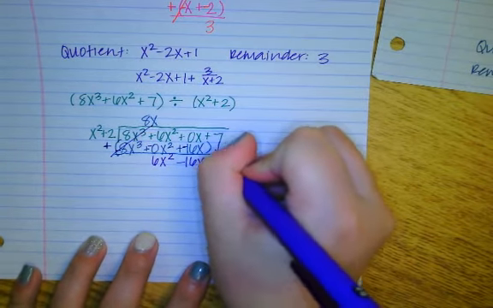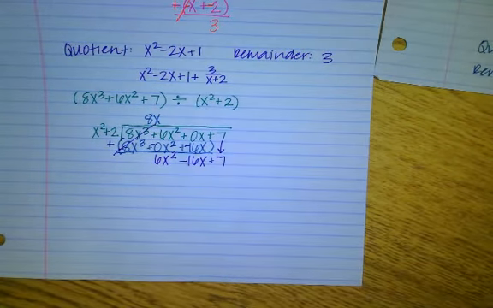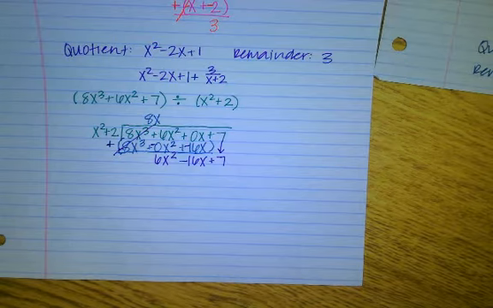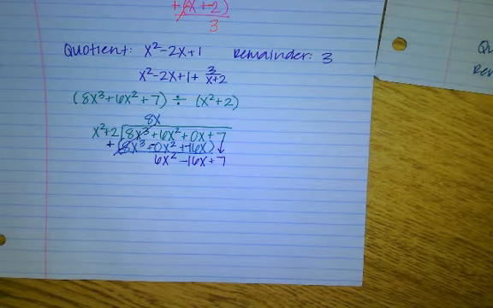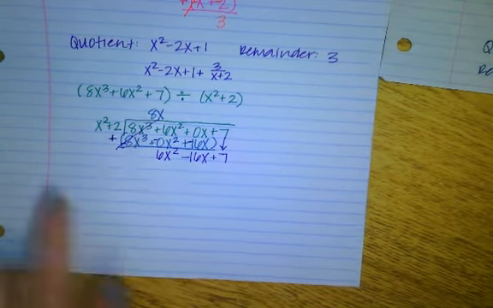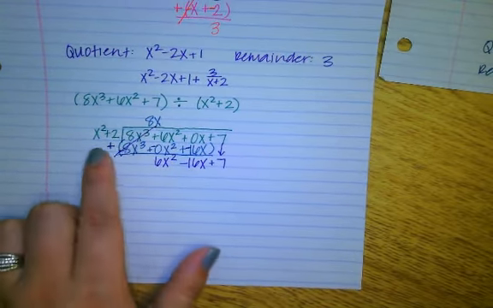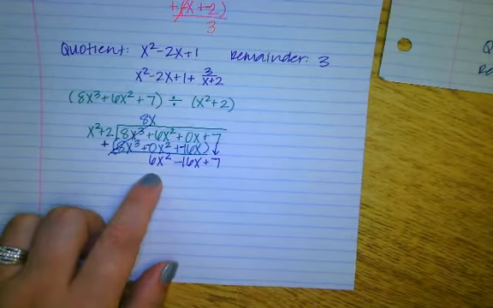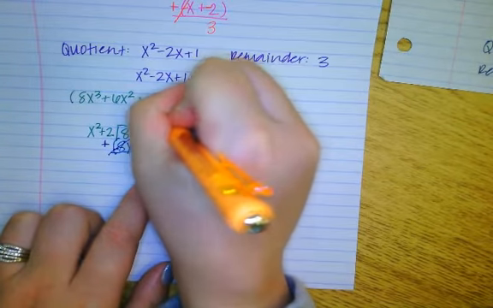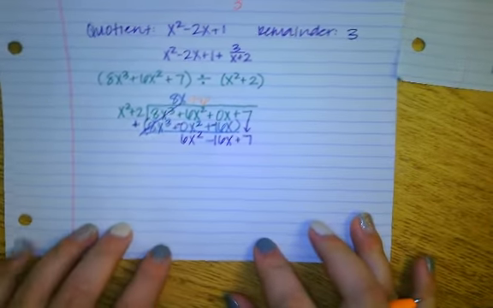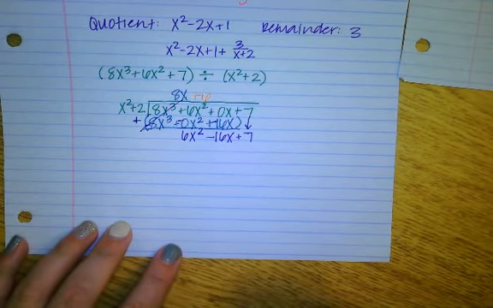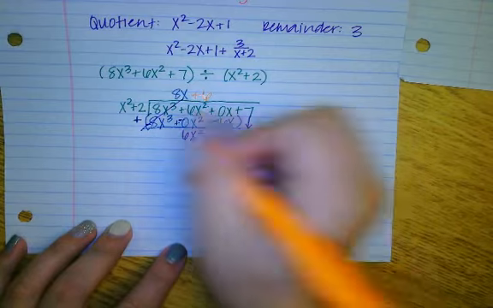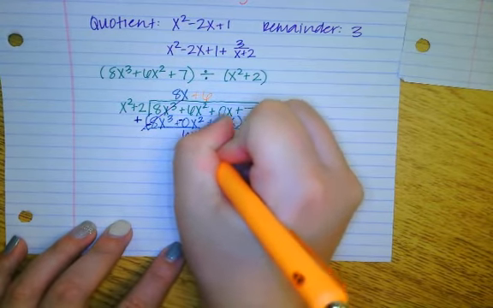Okay, otherwise you start losing terms. So after each step, bring down the next term. Okay, now we're looking at x squared and 6x squared. What am I going to have to multiply by? 6. Okay, 6 times x squared plus 2. 6x squared plus 12. Okay.